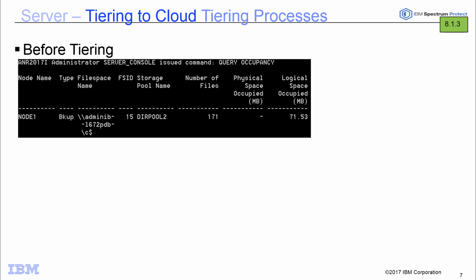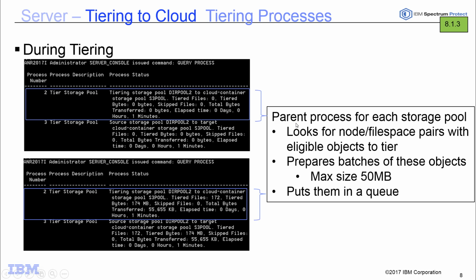So before tiering, if you did a query occupancy, you would see this file space and the storage pool name, and then the number of files and the amount of space that's out there.